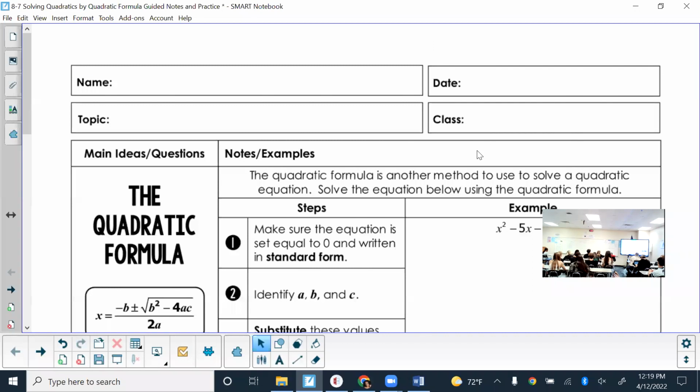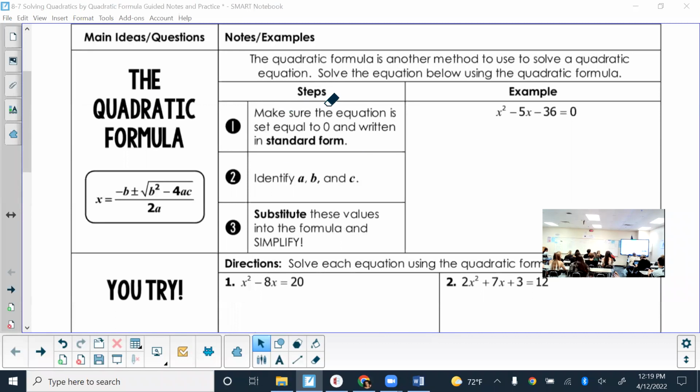So then on this note sheet, hopefully, again, getting through the whole thing before the end of class, which we should be able to do. It just depends on your level of engagement. So the quadratic formula is printed for you on this paper. It's also provided for you on the whiteboard.